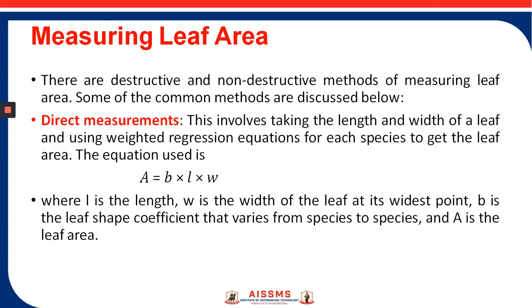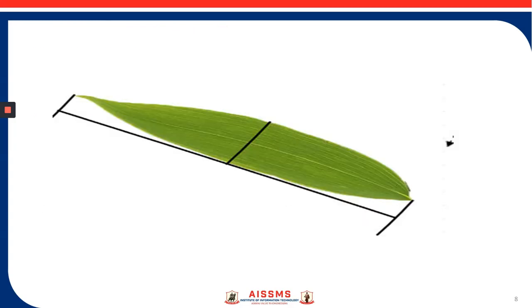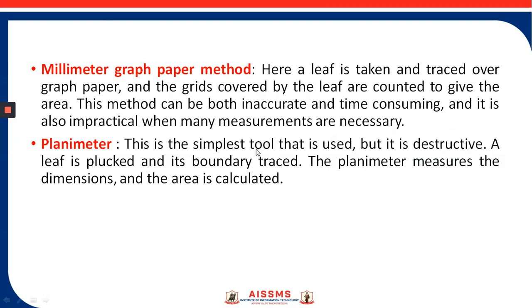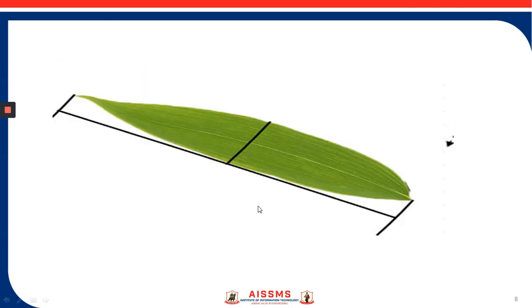The first is direct measurement. In this direct measurement of leaf area, the length and width of the leaf are used with a weighted regression equation for each species to get the leaf area. The equation used for measurement of leaf area is A = B × L × W, where L is the length of the leaf, W is the width of the leaf, and B is the leaf shape coefficient, which varies from species to species. A is the area, which gives you the leaf area. You can see in this diagram that this is the width of the leaf and this is the length of the leaf.